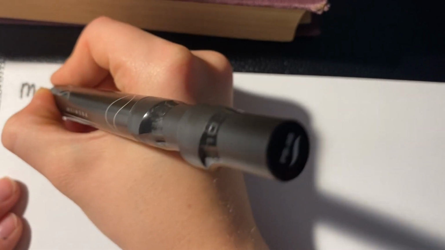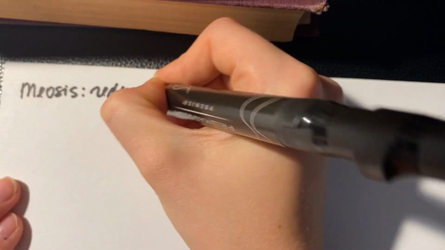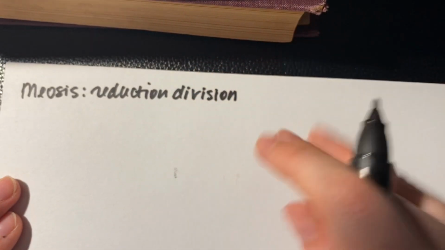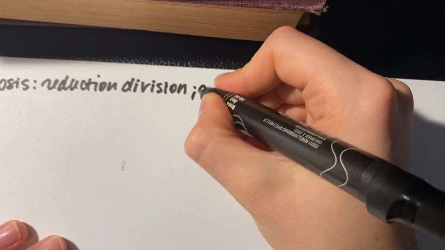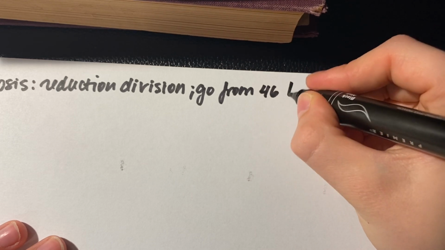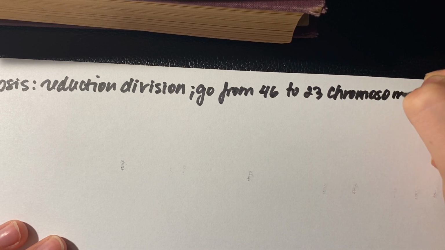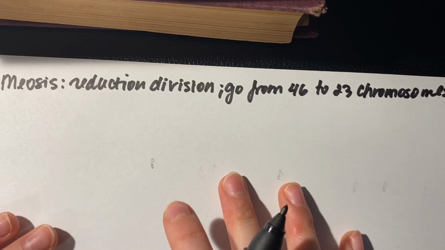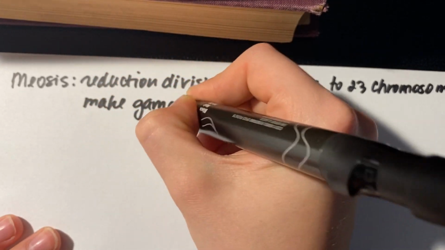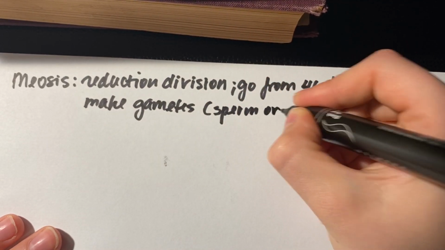So, meiosis is a process of reduction division, which means that we go from the usual 46 chromosomes to 23 chromosomes. Meiosis also makes gametes, which are sperm or egg cells.